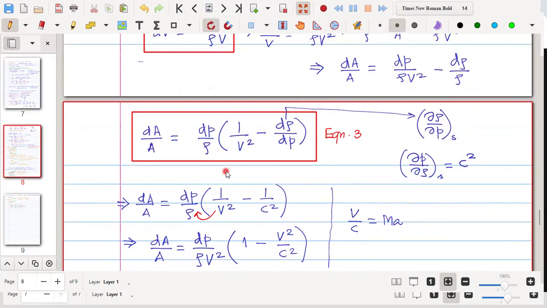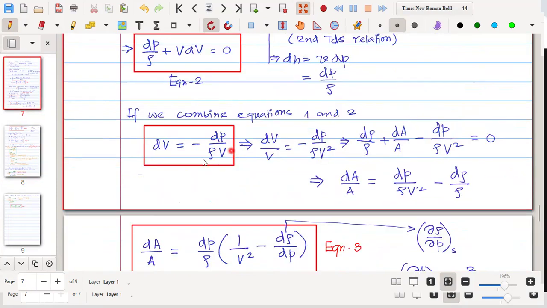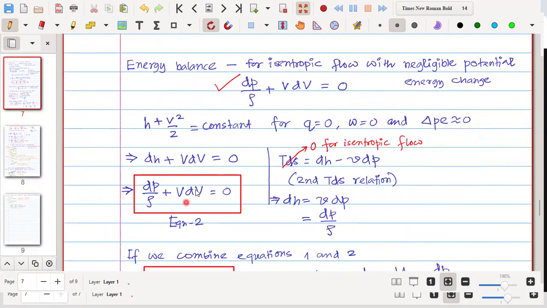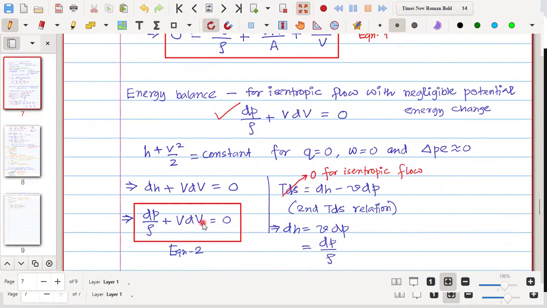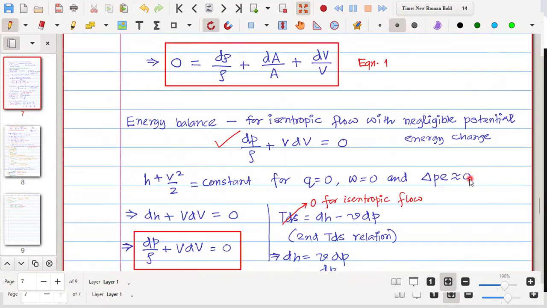Next, we have combined this and got a relation of area variation and pressure variation by eliminating the velocity variation. You see that in both the relations, this one and this one, there is a velocity variation. So we have eliminated these velocity variations and got the relation between the area variation and the pressure variation. Here one thing we have done is del P by del rho at constant S is equal to C square, that is the velocity of sound square, that we have considered for isentropic flow.